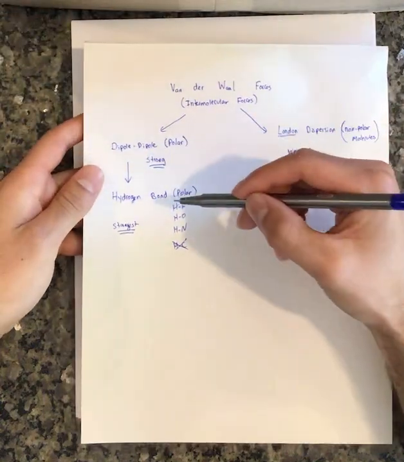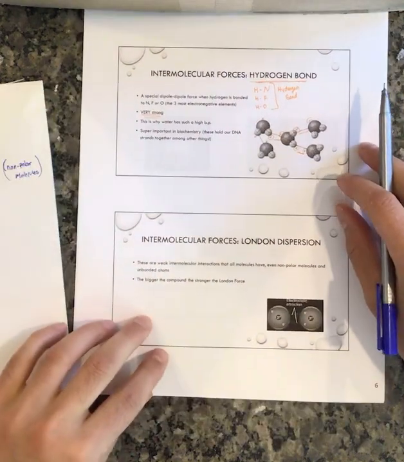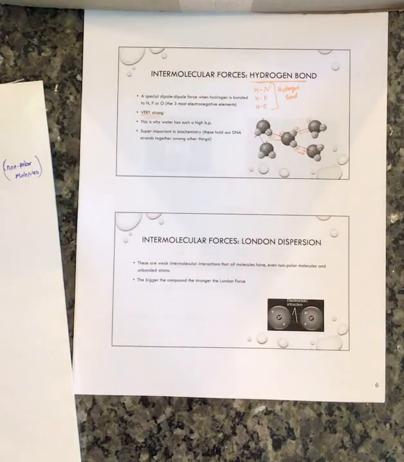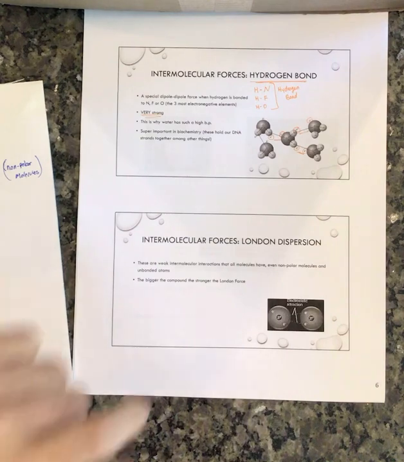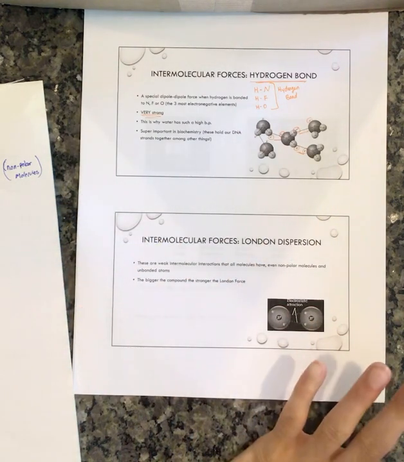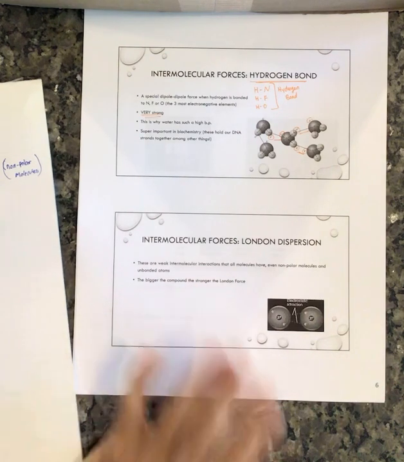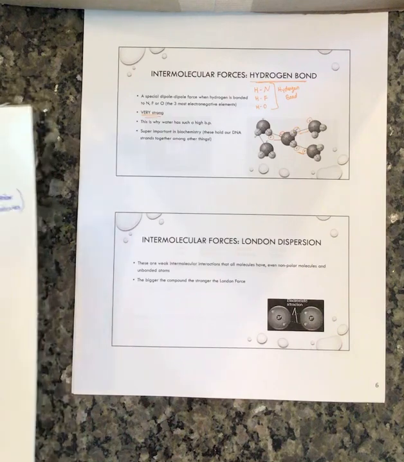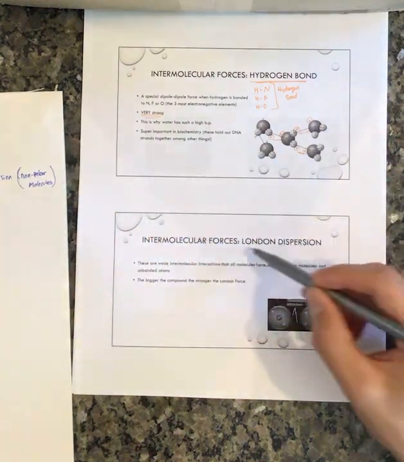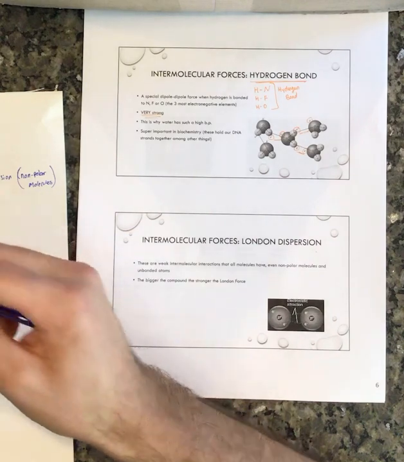So we looked at dipole-dipole, we looked at hydrogen bonding. That should be pretty straightforward. The last one we're going to look at is called London dispersion. These are the weakest intermolecular interactions. Every single molecule, even polar molecules, will experience it. However, non-polar molecules will only experience London dispersion. They're not going to experience dipole-dipole or hydrogen bonds.